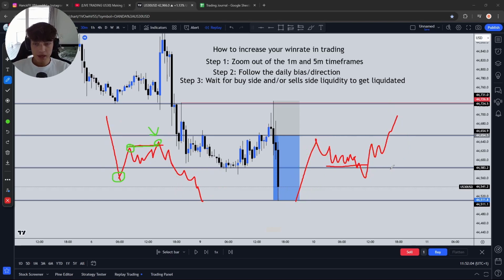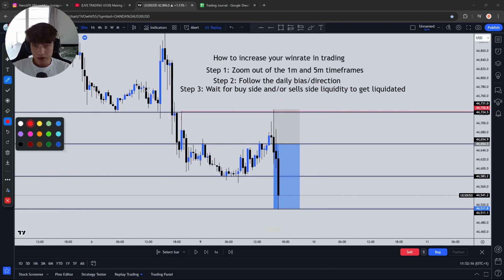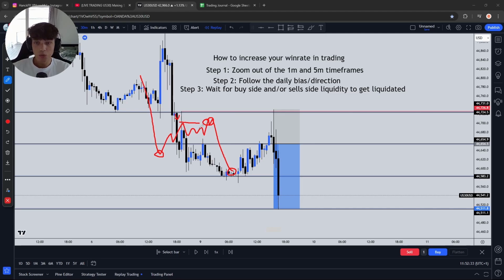So wait patiently for, let me delete all this. This is maybe easier. So wait for buy side and or sell side liquidity to get liquidated. And in this case, if the overall trend is bearish, what do we wait for? We wait for buy side to get liquidated first to continue down in the overall direction with a low, lower high, lower low, right? Don't get trapped into this lower high thinking this is the lower high, because price 90% of the chance will always grab liquidity, will always hunt these institutions or retail trader stop losses first and then go in the overall direction, which in this case is bearish, right? So I hope that makes sense for step number 3.